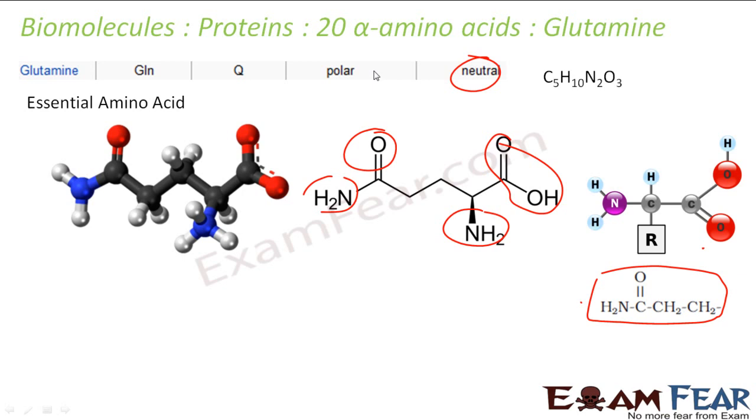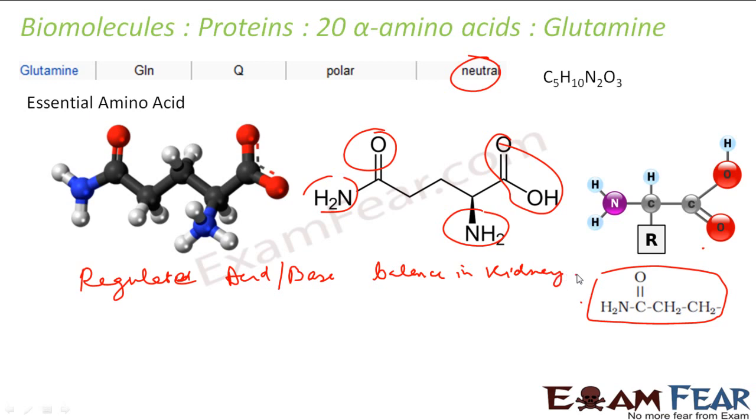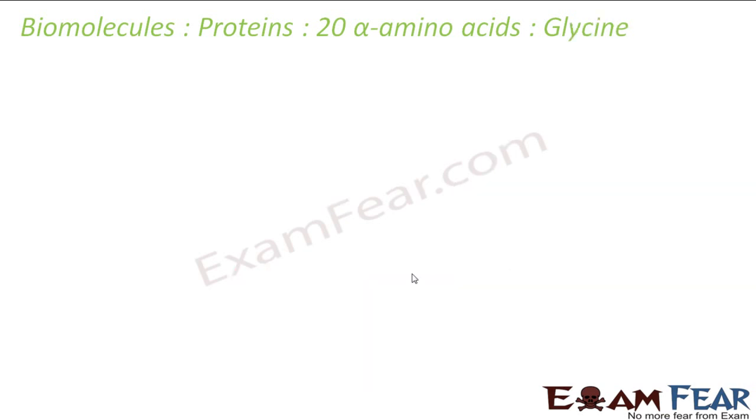The role of glutamine is to regulate acid-base balance in the kidney. That is the main role. And they do this by producing ammonium. Right? It is also used for muscle growth and blood circulation. The source is chicken, fish, egg, milk, wheat, beets, vegetable juice, etc.